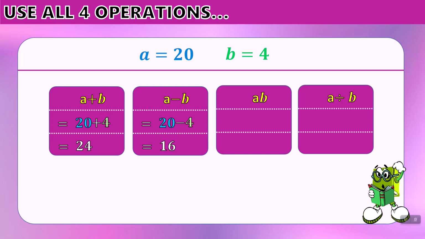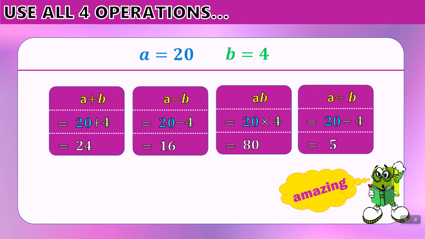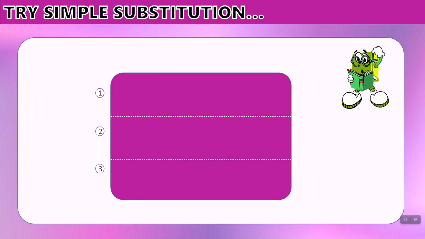How about ab? In the slide before, we said that if there is no sign between two letters, it is multiplication. So ab really means a times b, and so that gives us 20 times 4, which equals 80. And lastly, a divided by b. A is 20, b is 4, so 20 divided by 4 gives us 5. And now we've used all four operations in substitution.